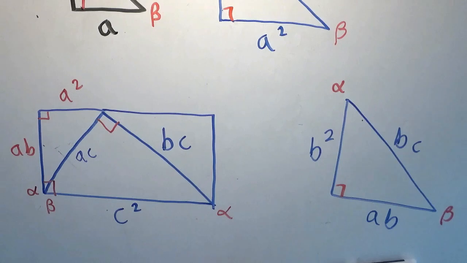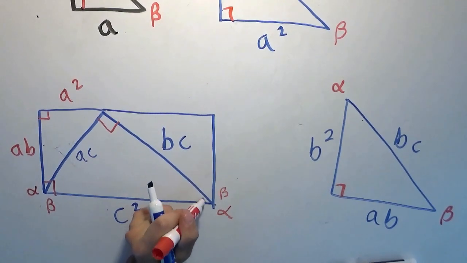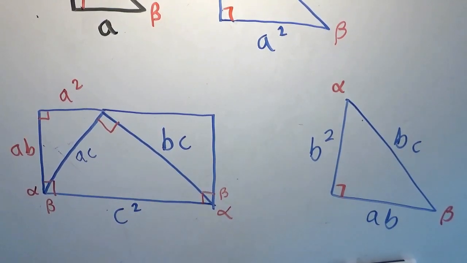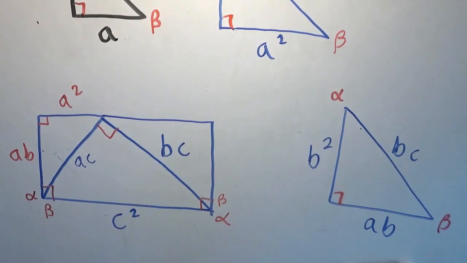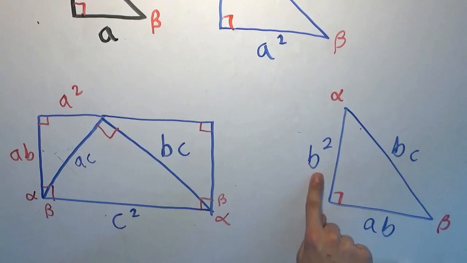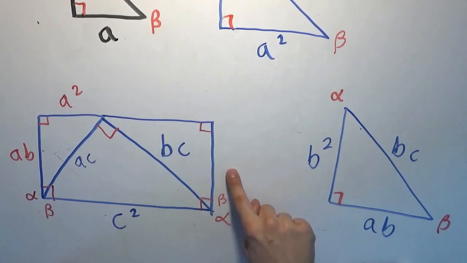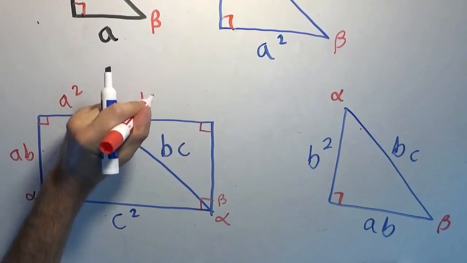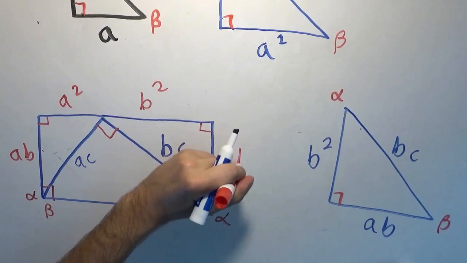So this is now beta tucked in here as well, which means this also creates a right angle because alpha plus beta equals 90 degrees. This is our 90-degree angle. And what's this length here? This is b squared, and this is ab. Right? So we have b squared right here, and we have ab on this side.